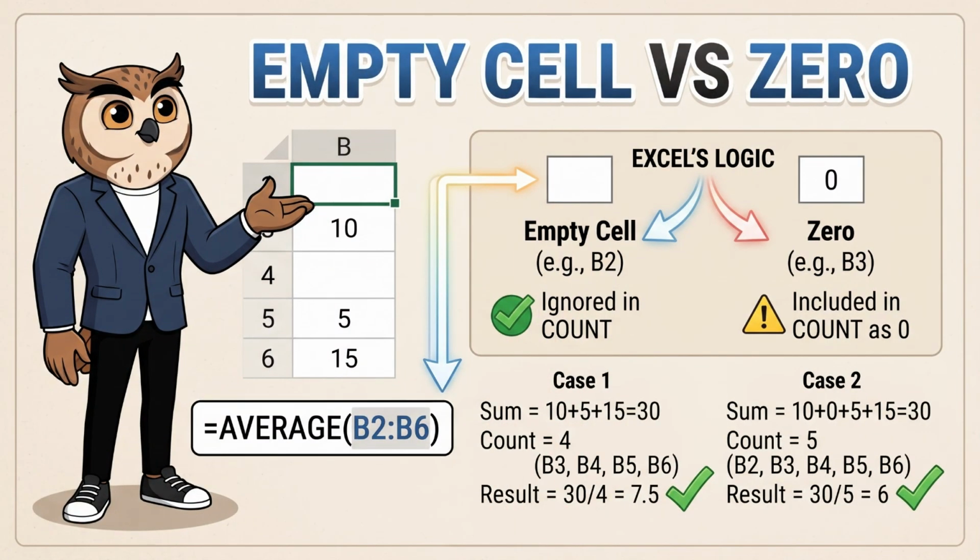There is one important detail you should always remember when using the average function. Excel automatically ignores empty cells, but it does include cells that contain the value 0. Although an empty cell and a 0 may look similar, Excel treats them very differently. Understanding this behavior helps you avoid incorrect averages and makes your calculations much more reliable.